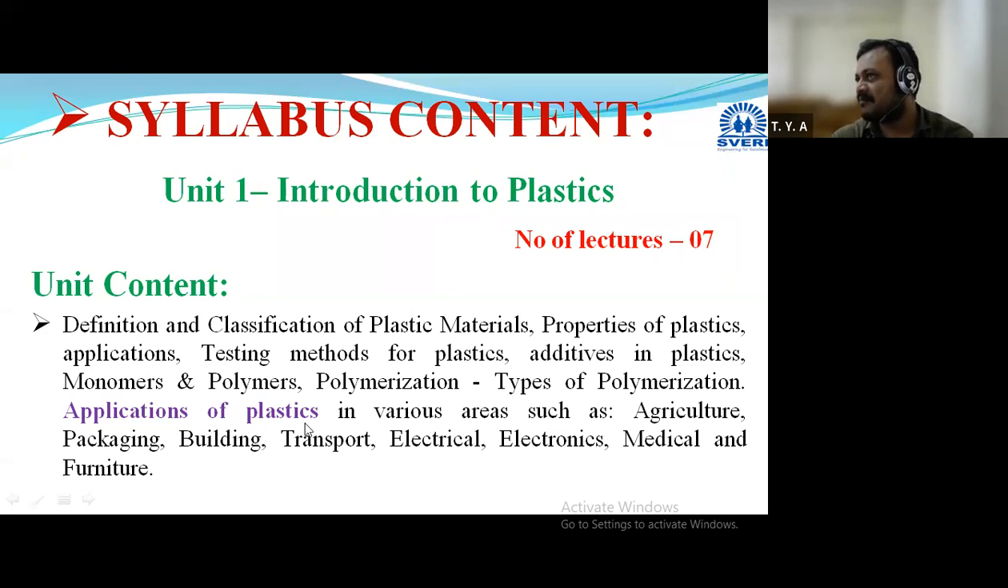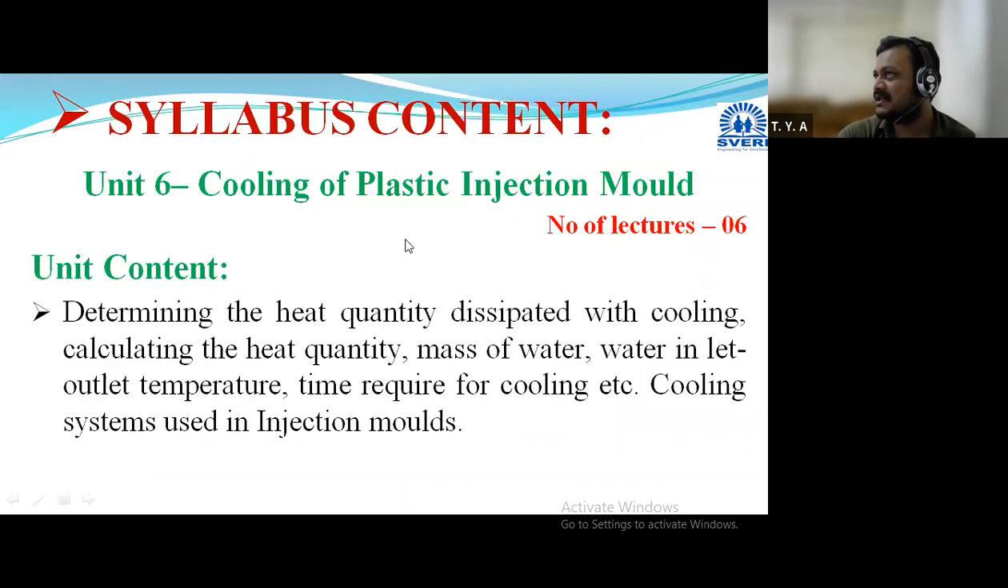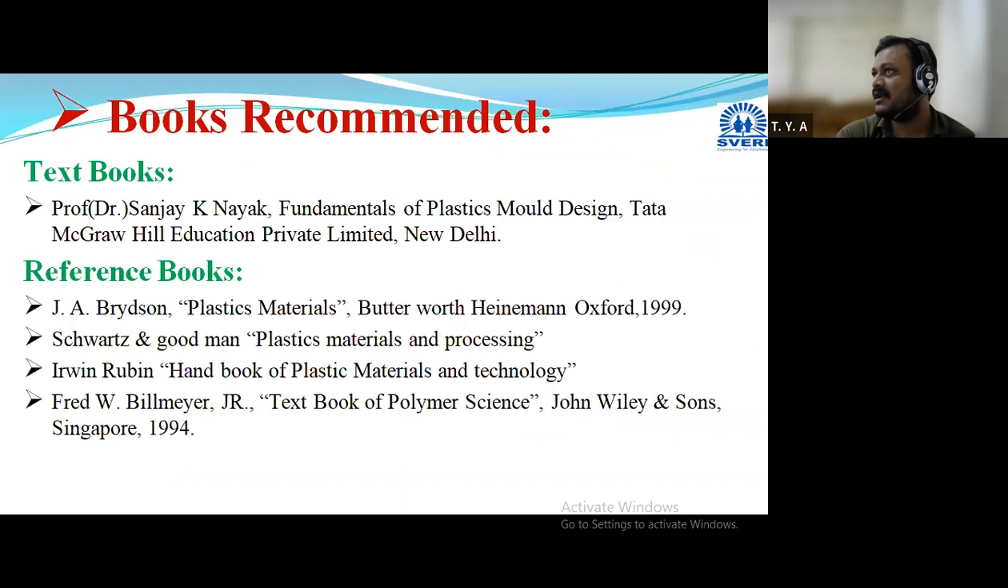After that, applications of the plastic materials in specific fields like agricultural field, packaging field, then building, or you can say the construction field, then transport, electrical and electronics field, then medical and furniture field. We are going to discuss the specific applications. This is the syllabus for the first chapter, and the other syllabus we have already discussed in the previous session. You can go through the recorded link of that.